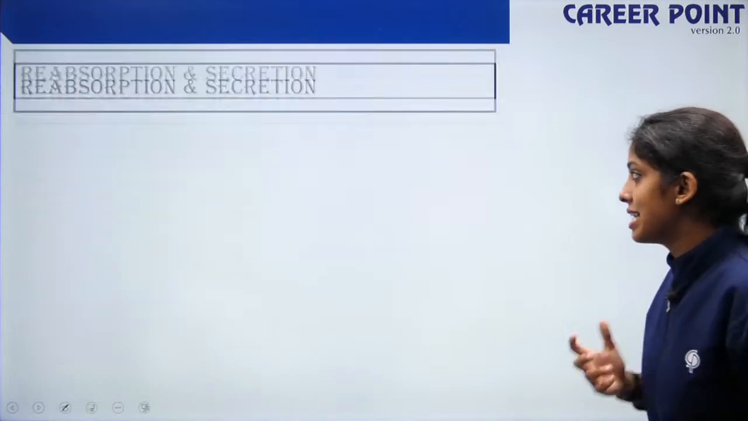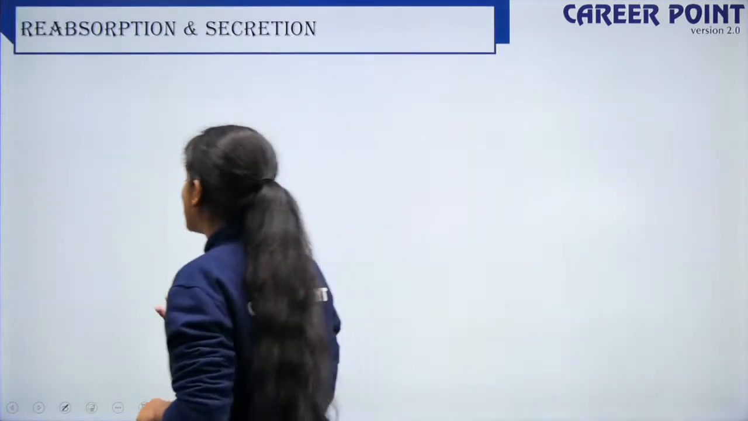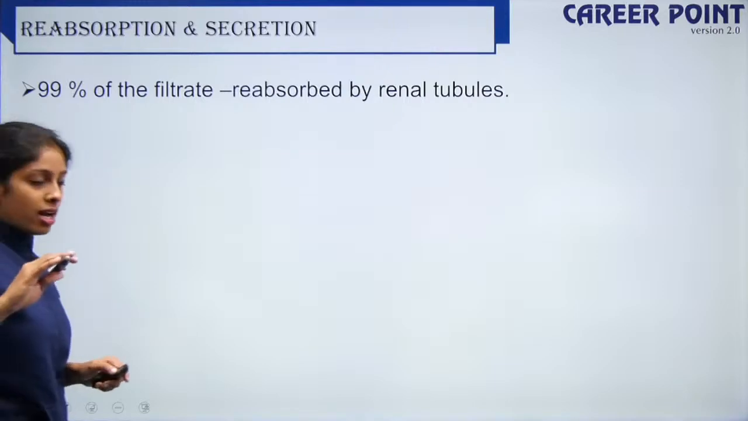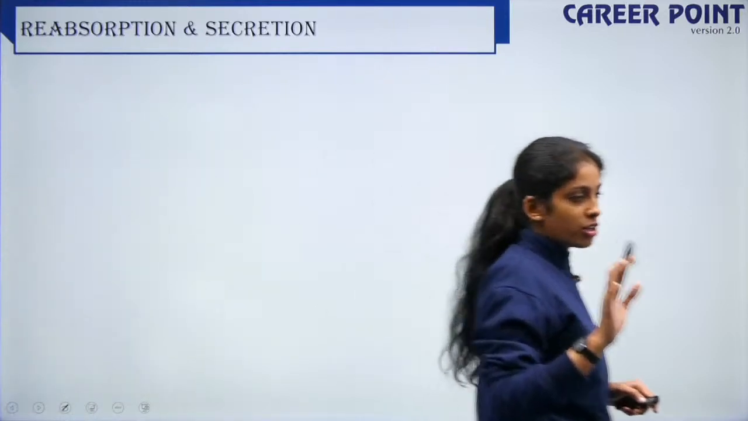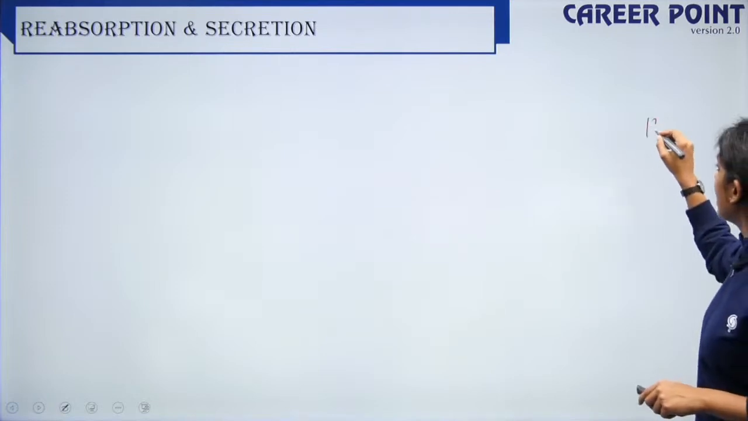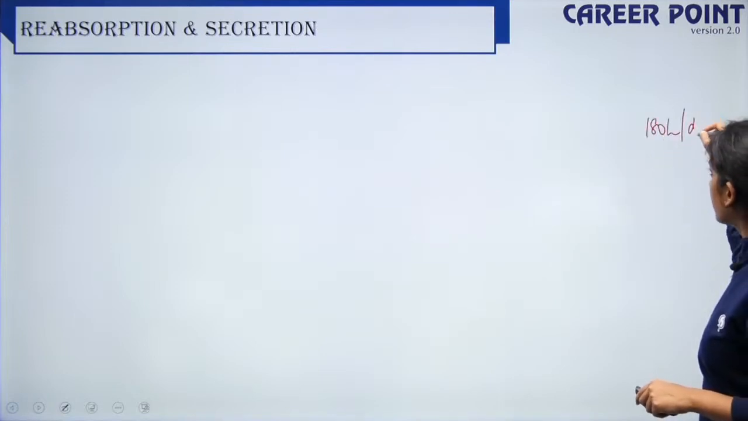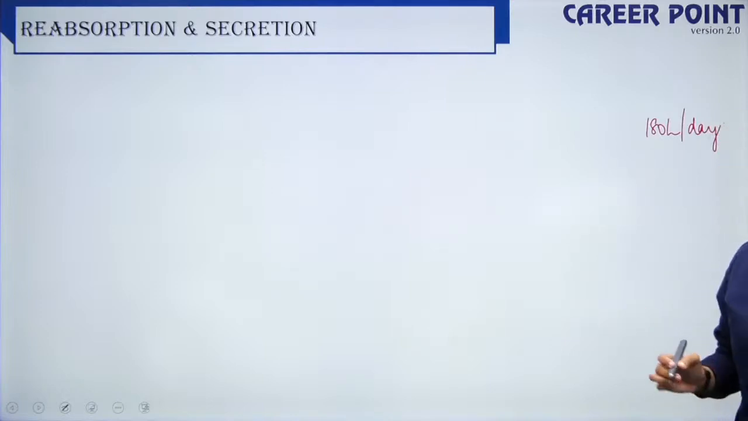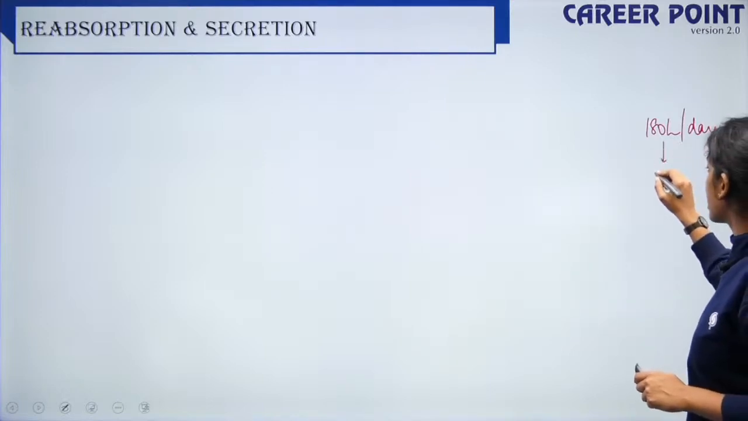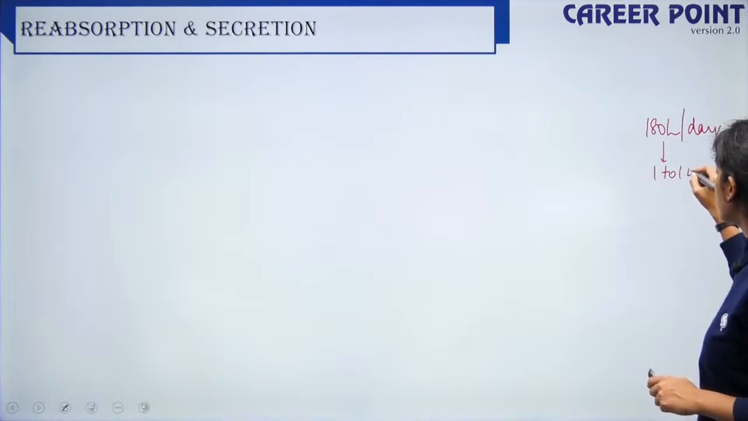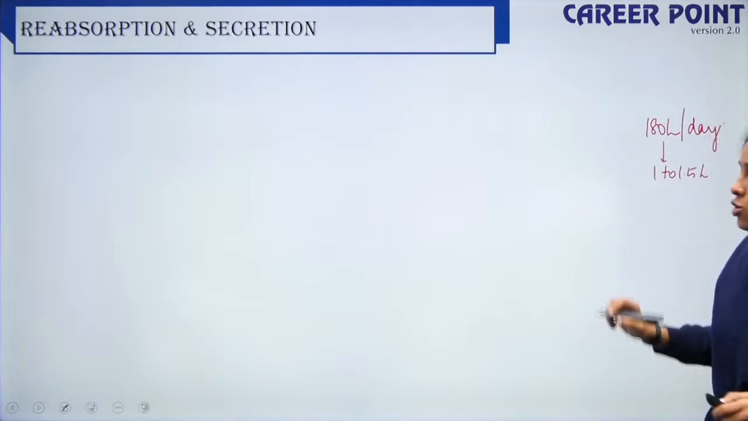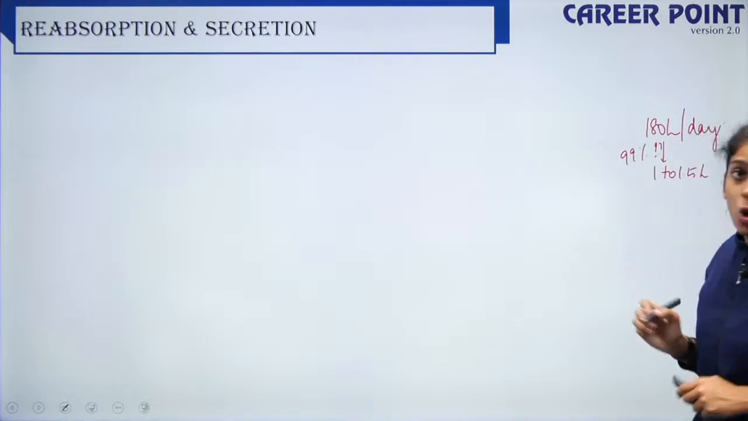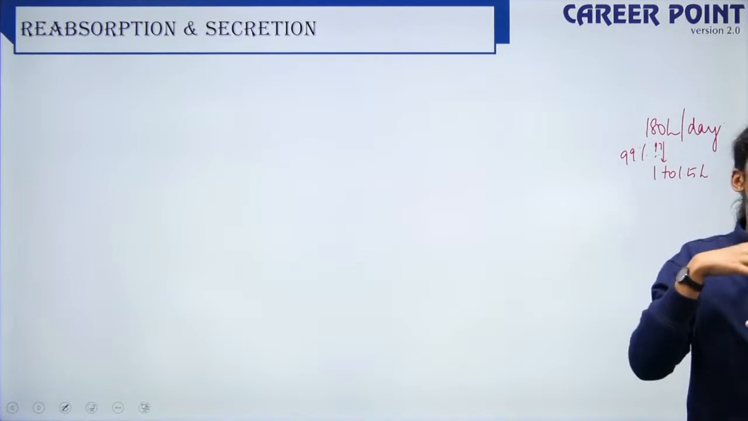What is that next step? Tubular reabsorption and secretion. Let me tell you, your kidney filters almost 180 liters of blood a day, right? But how much urine do we excrete? In a day, hardly 1 to 1.5 liters of urine. So what happens to the remaining 99%? Where is it going? It has to be reabsorbed.